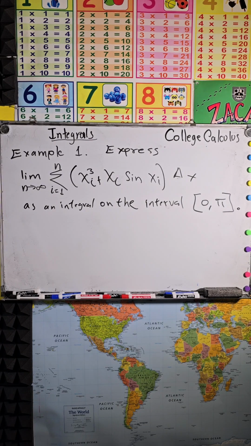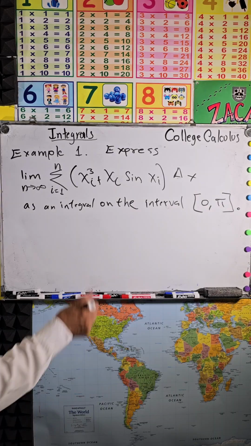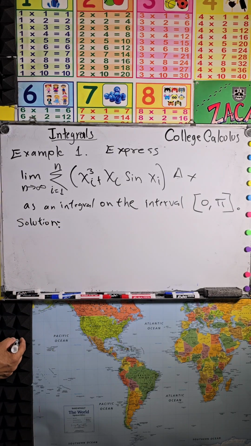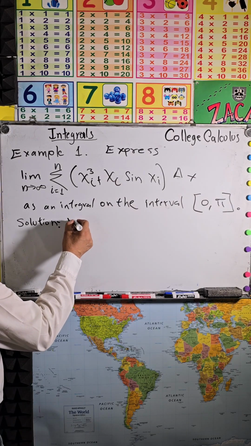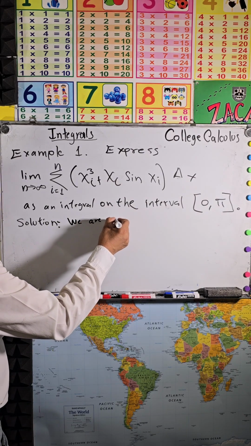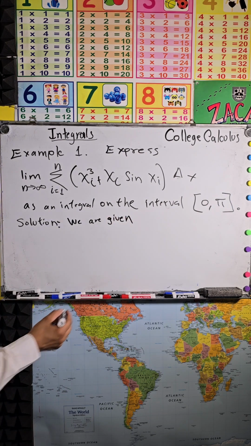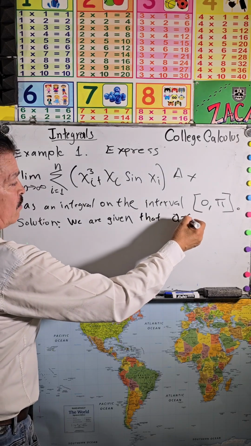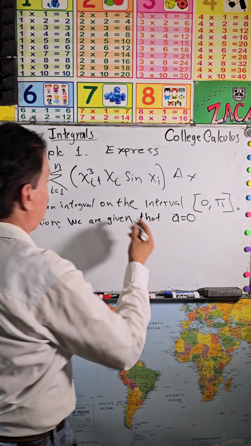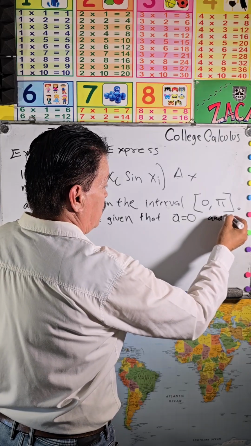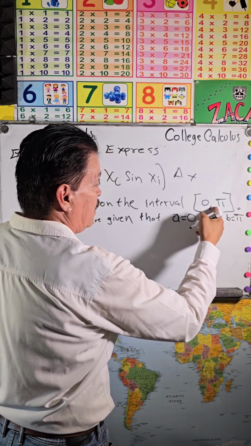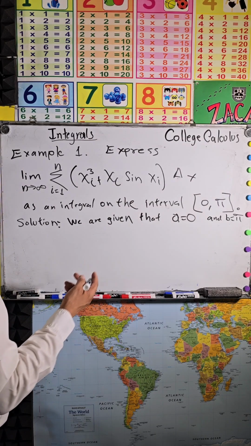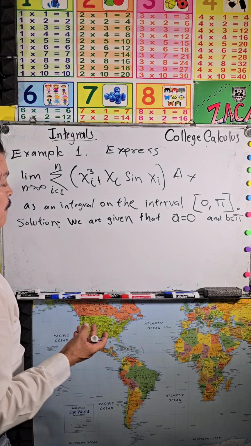The solution. What is the solution? Let's write some steps. Here we are given that a is equal to 0, right? And b is equal to pi, right? See, 0 and pi, right? We have that data there. So then substitute in the formula here.